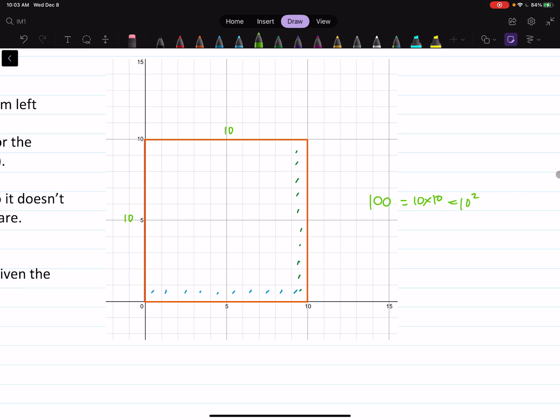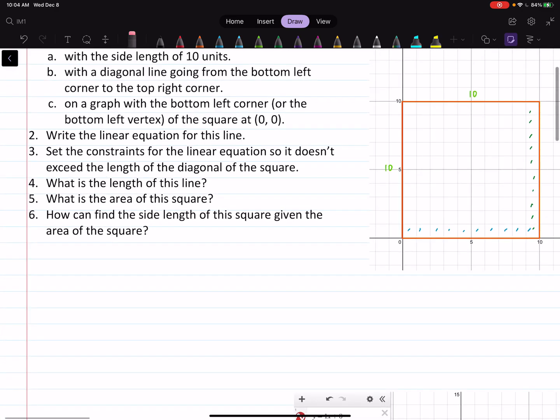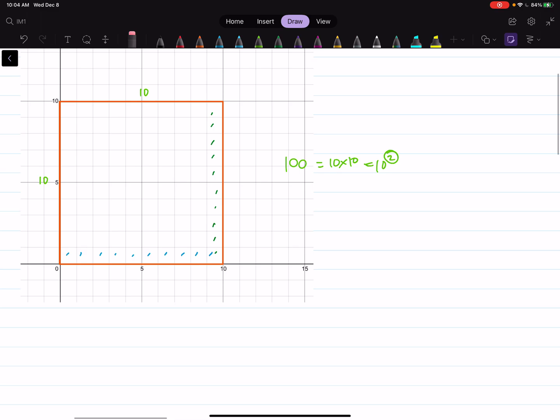We've learned that this square is literally referring to a square with the length of 10. So that is how we find the area of the square. And how can we find the side length of the square given the area of the square? How do we find it?